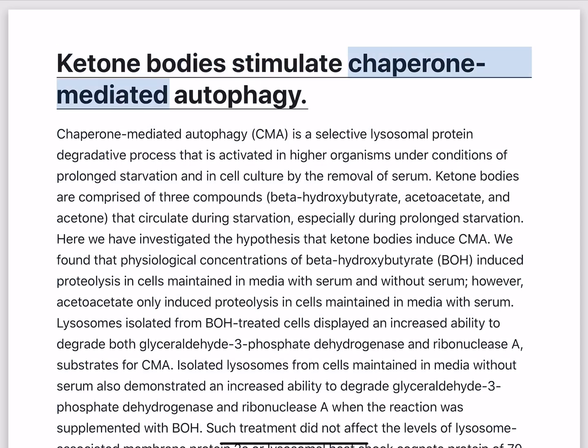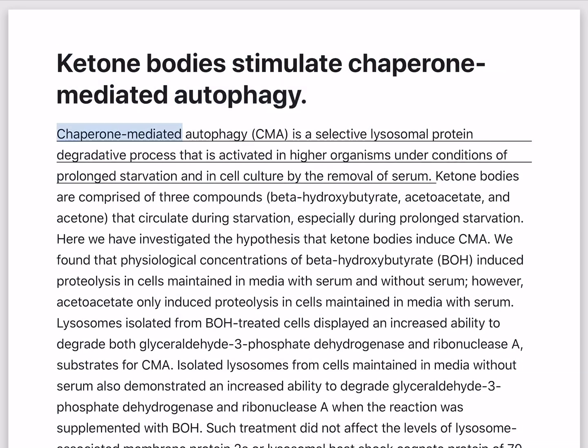Ketone bodies stimulate chaperone-mediated autophagy. Chaperone-mediated autophagy, CMA, is a selective lysosomal protein degradative process that is activated in higher organisms under conditions of prolonged starvation and in cell culture by the removal of serum.